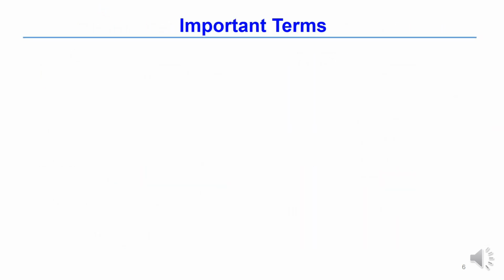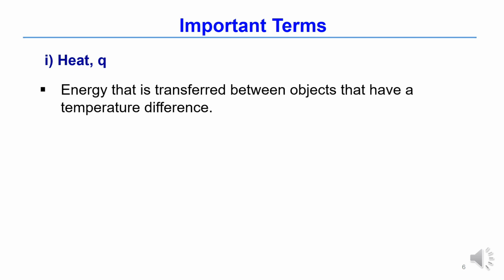There are important terms in this subtopic. Number 1 is heat. The symbol is Q. Heat is the energy that is transferred between objects that have a temperature difference. The unit for heat is joule or kilojoule.